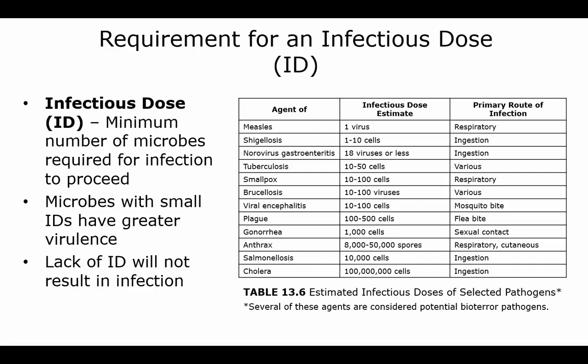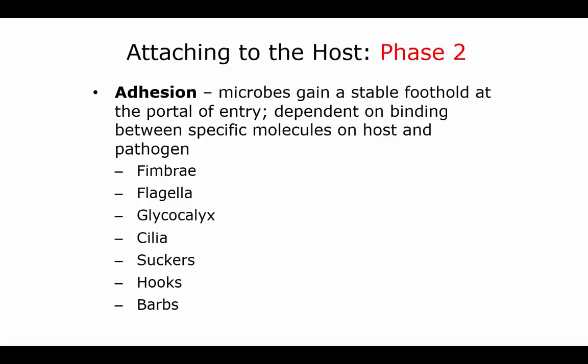Tuberculosis, smallpox, encephalitis, the plague, gonorrhea. See, we're getting up to 1,000 cells. Cholera, 100 million cells. So again, the lower the ID, the more virulent, the hardier, for lack of a better way of saying it, the stronger the microorganism.